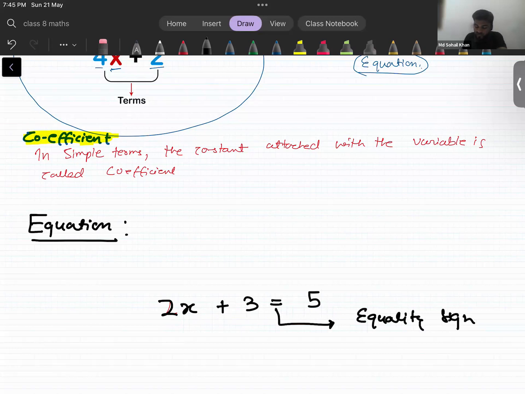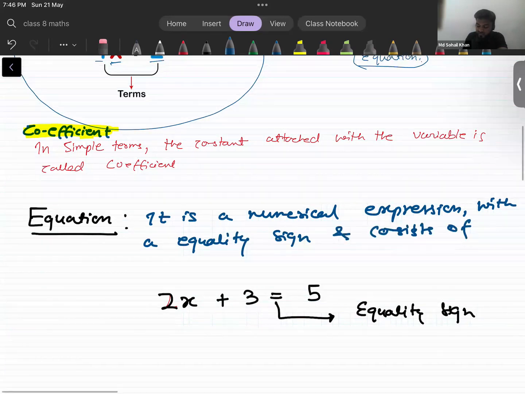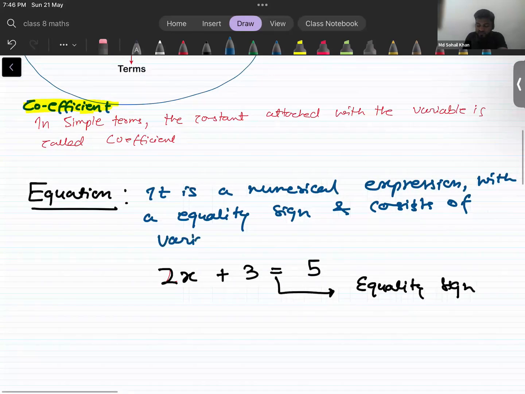So what do we say? It is a numerical expression with the equality sign and consists of variables and constants. Right, variables and constants.